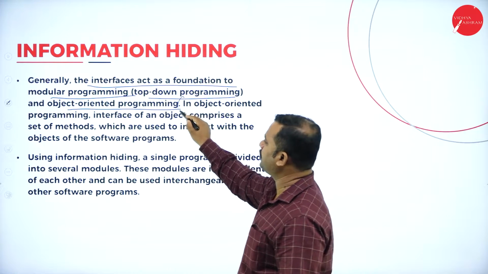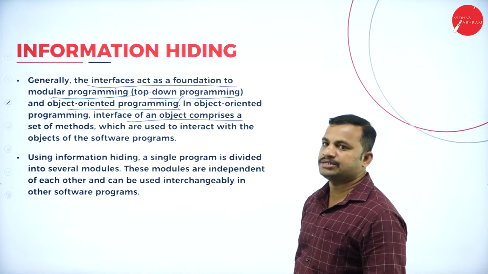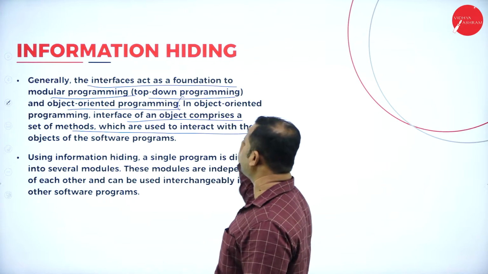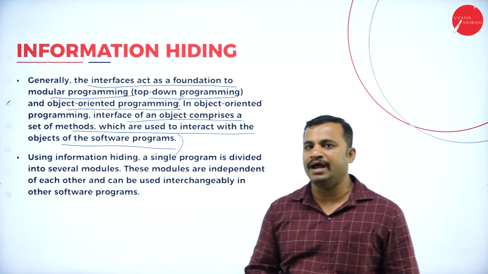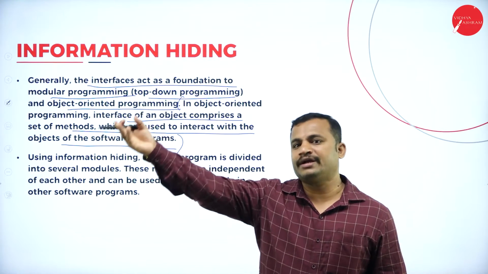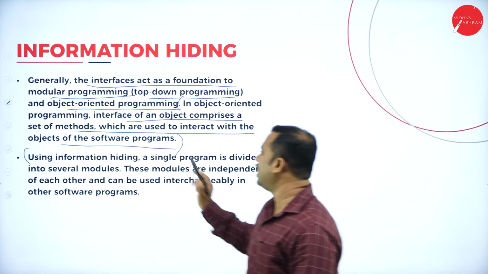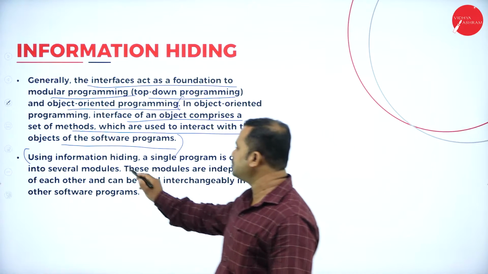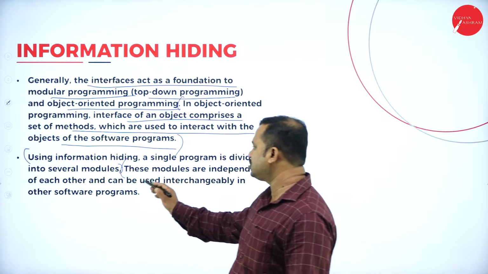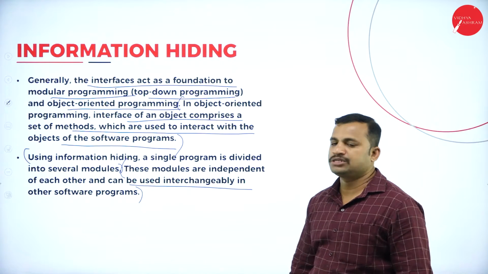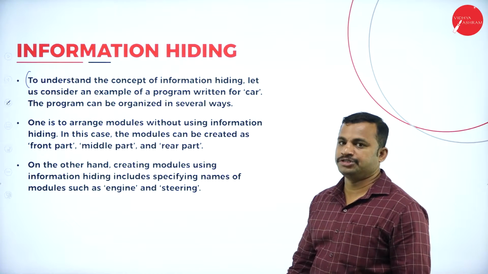In the case of object-oriented programming, in Java, the interface of an object comprises a set of methods which are used to interact with the objects of the software programs. The word interface indicates that it is a gateway to interact with other objects. That means using information hiding, a single program is divided into several modules. These modules are independent of each other and each can be used interchangeably in other software programs as well. This is also used to understand the concept of information hiding.